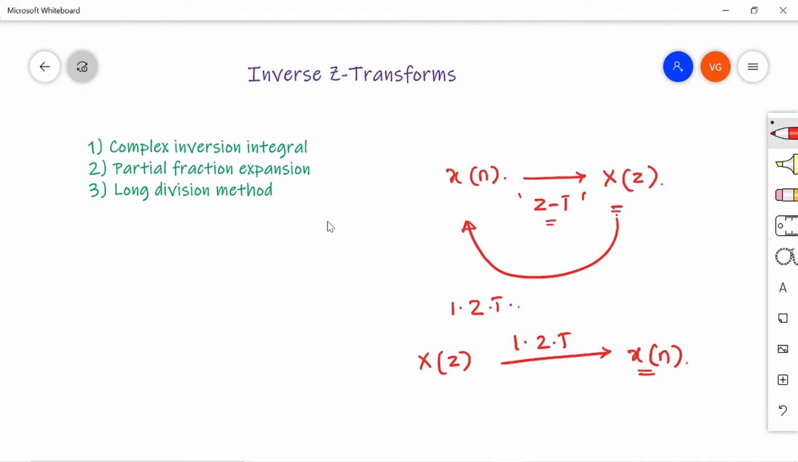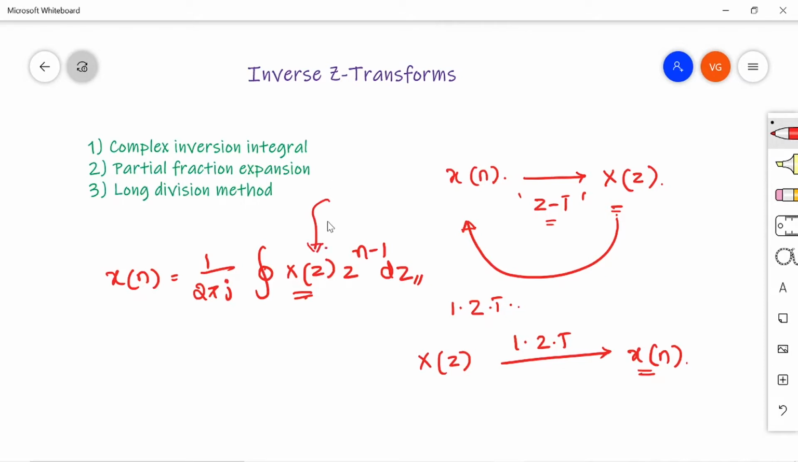In complex inversion integral, you have one single formula, that is x of n is equal to 1 by 2 pi j closed integral x of z, z power n minus 1 dz. So if you know x of z, then just right away substitute x of z here to find out your x of n. But this integration process is more tedious. So more in practice here are partial fraction expansion method and long division method. Now, I am going to discuss these two methods along with examples.